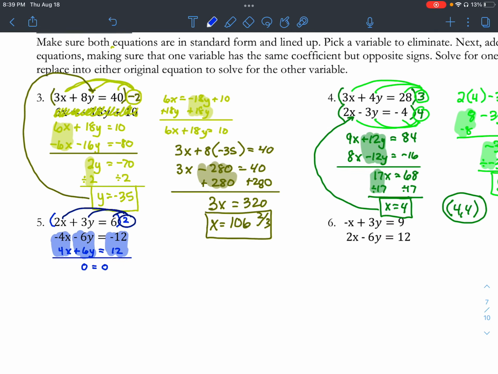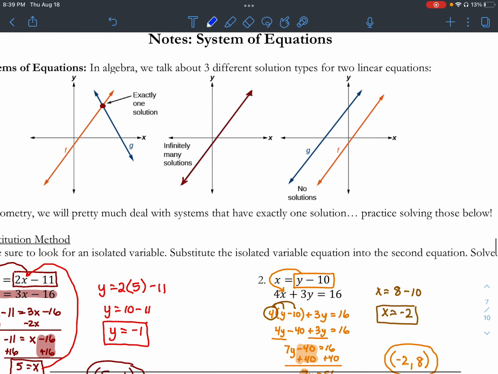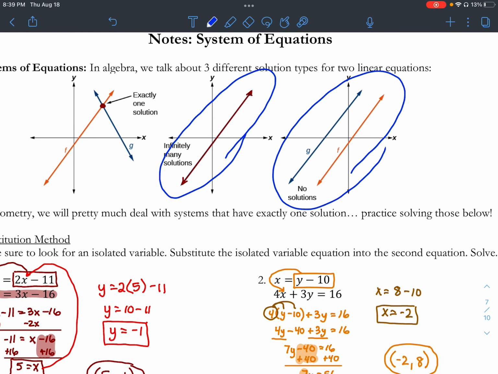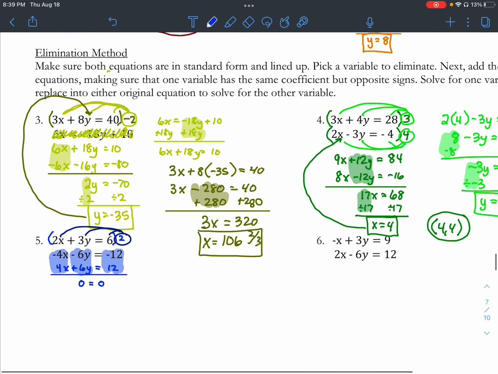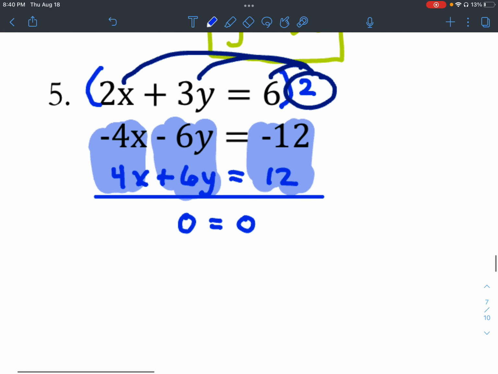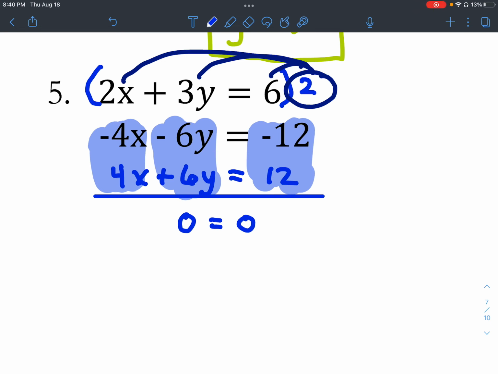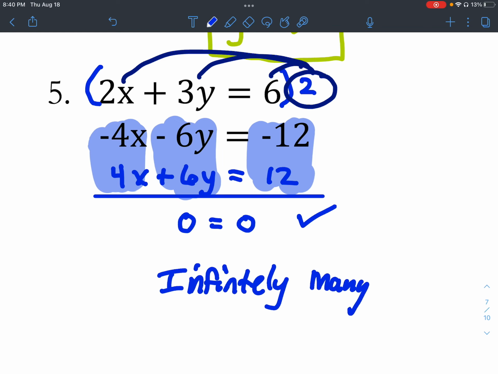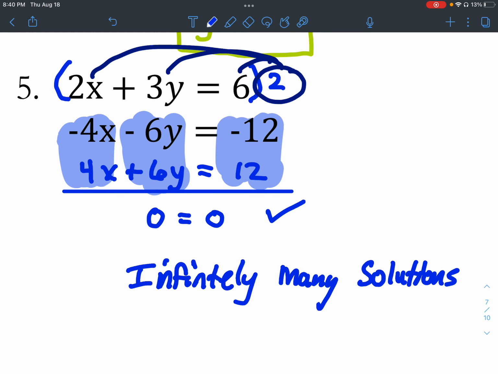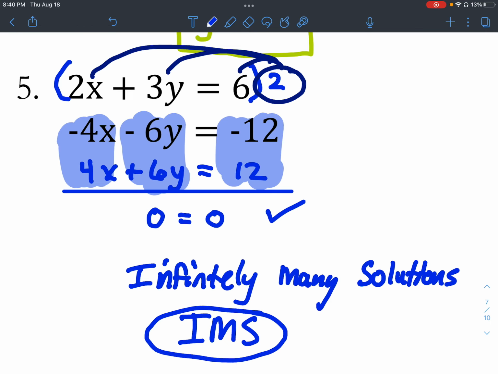Ladies and gentlemen, this is one of those special cases that we talked about up front, where we don't have one answer. We either have an infinite number of answers or 0 answers. The easiest way to tell, when you solved that equation, those x's and those y's disappeared. Did you end up with a true statement? Yes, 0 equals 0. This has infinitely many solutions. And guys, you know the best part? I'm solely fine if you guys write IMS, infinitely many solutions. Nice little shortcut for you.